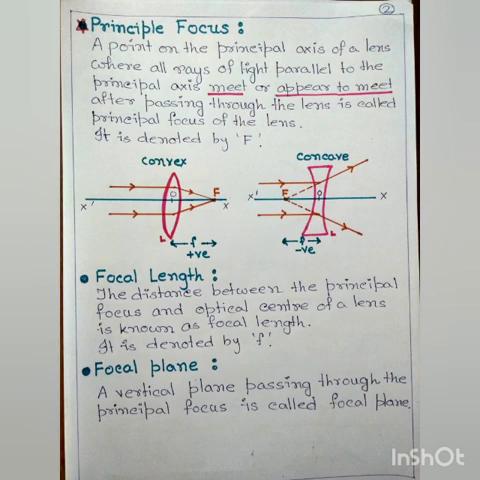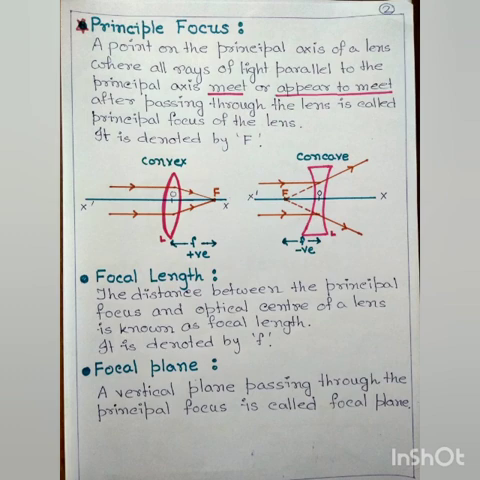Clear? Next, for the concave lens, the incident rays which are parallel to the principal axis become diverging after refraction. They do not actually meet at the principal focus, but they appear to meet after refraction through the lens. That apparent point from which the rays appear to come out, on the principal axis, is the principal focus, denoted as capital F. Clear?